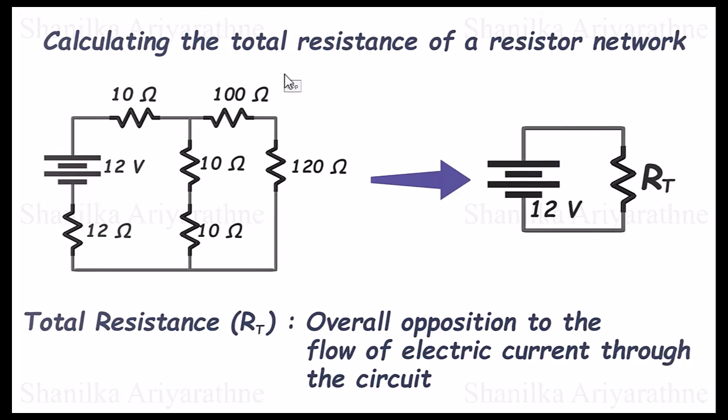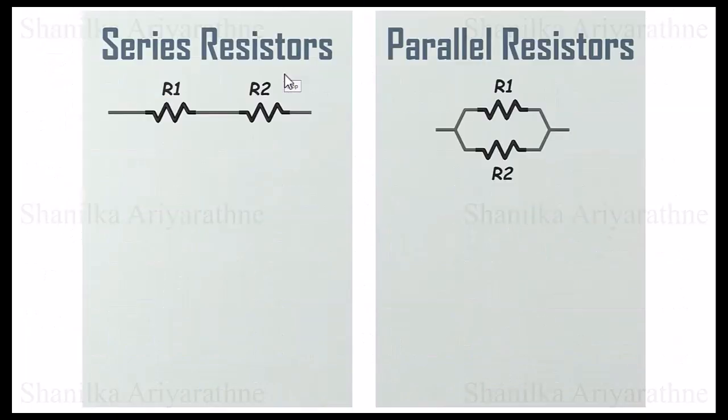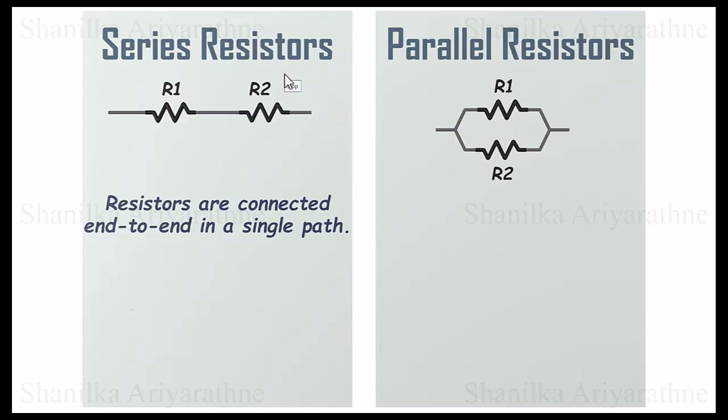Let's learn to analyze complex resistor networks step by step. There are two most basic resistor arrangements: series resistors and parallel resistors. Solving the series and parallel resistor is the first step of solving complex resistor networks. Series resistors are connected end-to-end in a single path. The total resistance of a series-connected resistor network is the sum of the individual resistances.